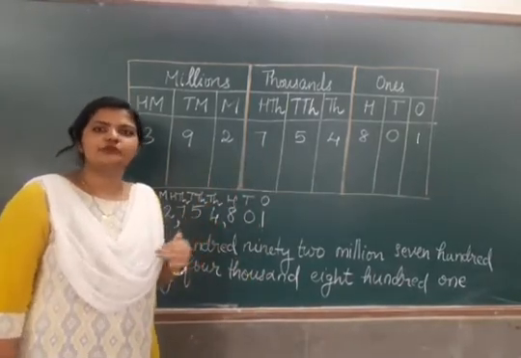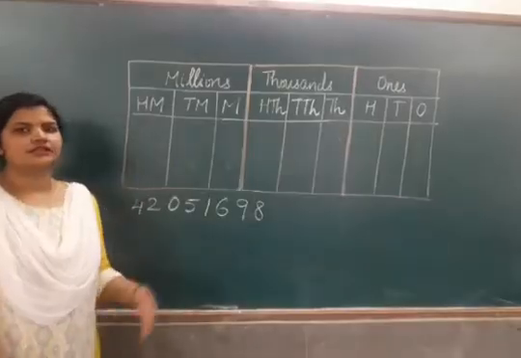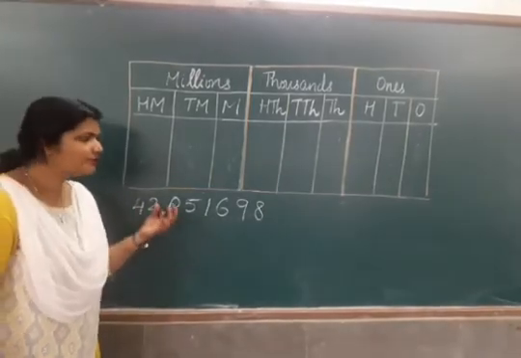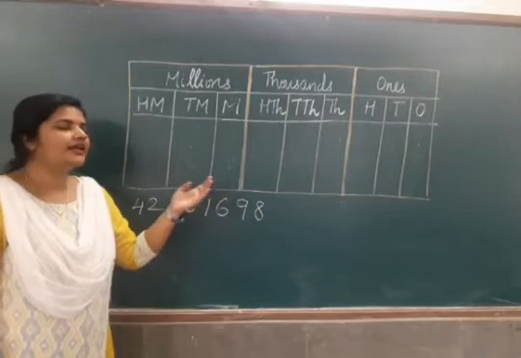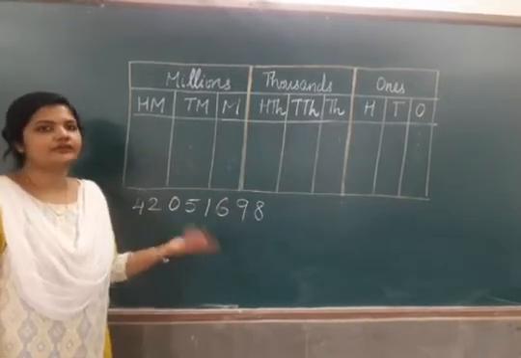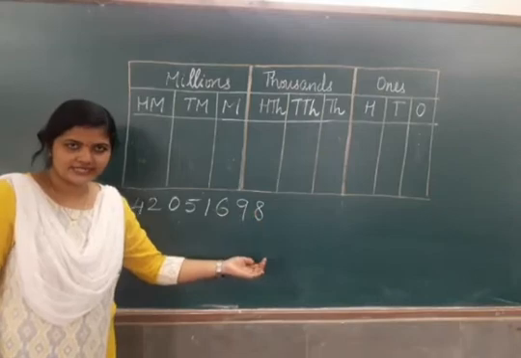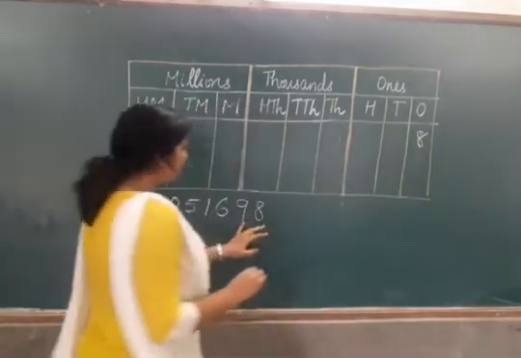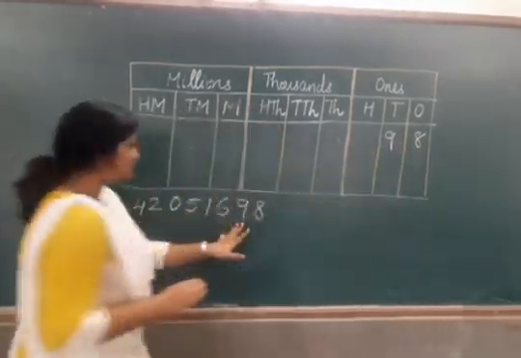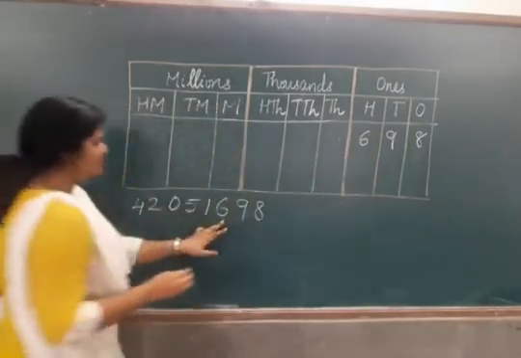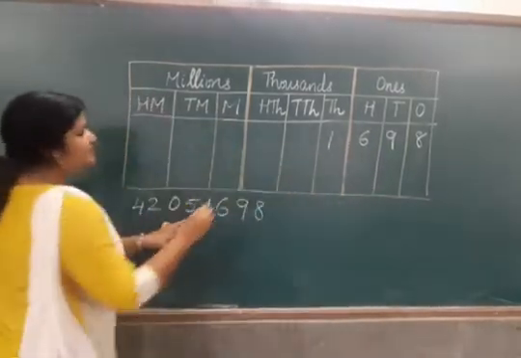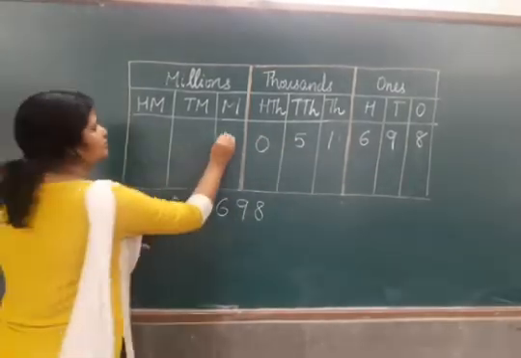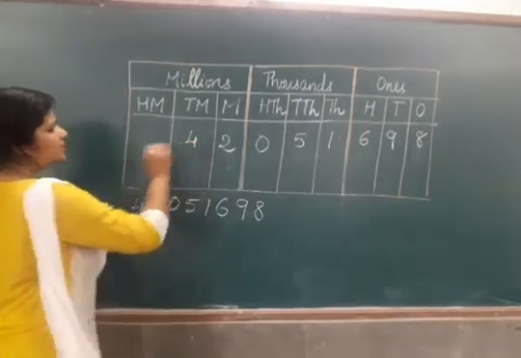Now let's see a few more questions related to this. Let's see one more example. I have taken a number here. Let's see how to write this number on the place value chart, how to write it with commas and in words. Starting from the right hand side, or from the ones place: 8 is in the ones place, 9 in the tens place, 6 in the hundreds place, 1 in the thousands place, 5 in the 10,000s place, 0 in the 100,000s place, 2 in the millions place, and 4 is in the 10 millions place.